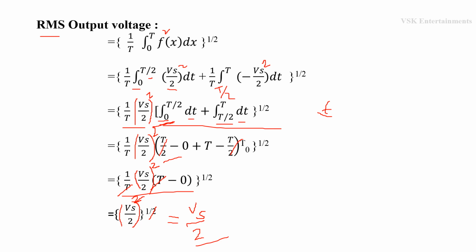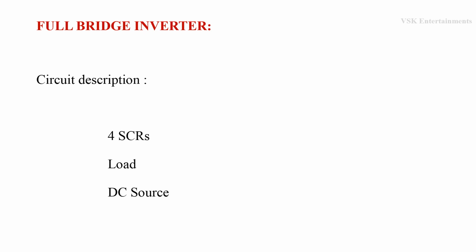These are the calculation of characteristic parameters, that is average output voltage as well as RMS output voltage. These two are enough for inverters. Similarly, go for full bridge inverter. Coming to second type of bridge inverter is a full bridge inverter. The inverter which consisting of 4 SCRs is nothing but full bridge inverter. Coming to circuit description, it consisting of 4 SCRs, load and DC voltage source. In this case, we are not going to separate the DC voltage source.